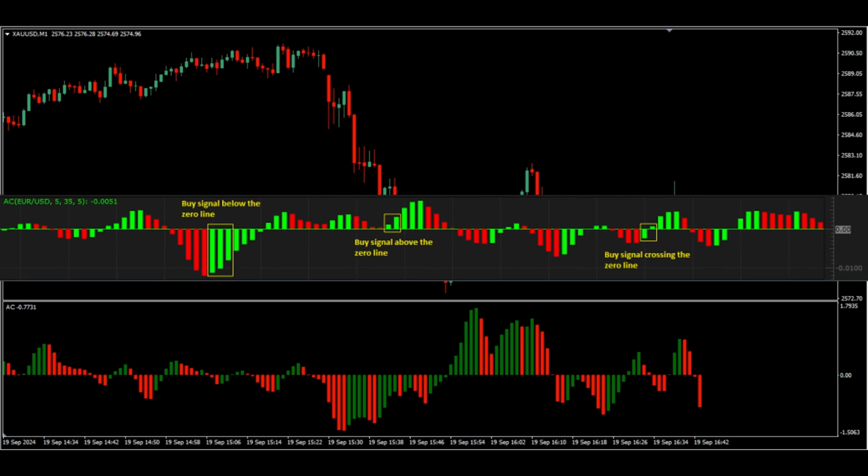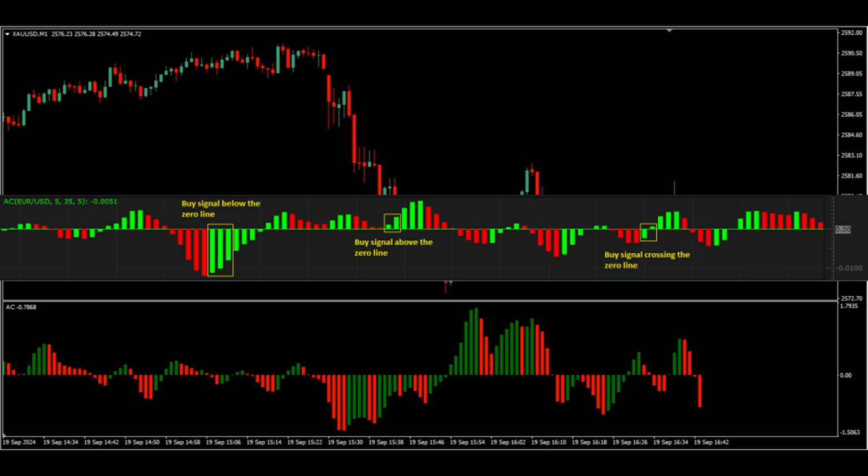Note that Bill Williams believes that when the histogram bars cross the zero line from below to above, only two green bars are enough for a buy signal below the zero line to occur. On the following picture, you can see all AC buy signals.